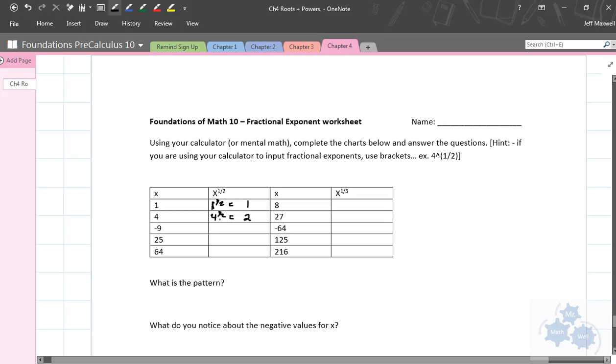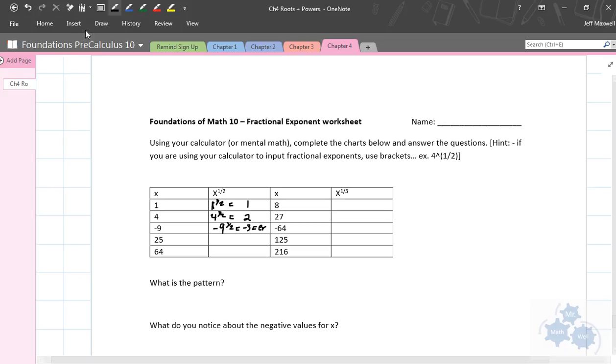Now, as you guys were doing this, I know there was some discrepancy with negative 9. So what is negative 9 to the power of 1/2? Some of you got negative 3. And some of you got what on your calculators? Some of you got error. Oh, my goodness, error. And, of course, we've already decided that you need to take those calculators back, right? Because they're not helping us at all.